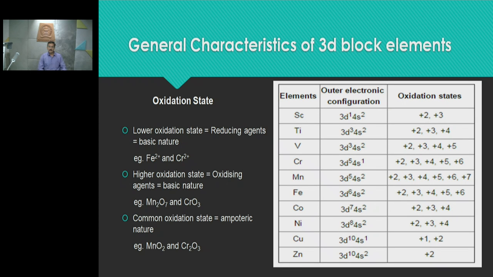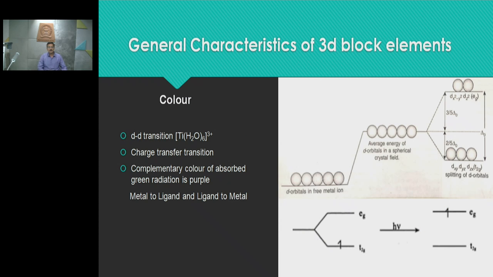In lower oxidation states, they act as reducing agents and are basic in nature, for example Fe+2 and chromium +2. Higher oxidation states are oxidizing agents, for example Mn2O7 and CrO3. Some intermediate oxidation states show amphoteric nature, such as MnO2 and Cr2O3. These are some characteristics, and color also plays a major role for the transition elements.